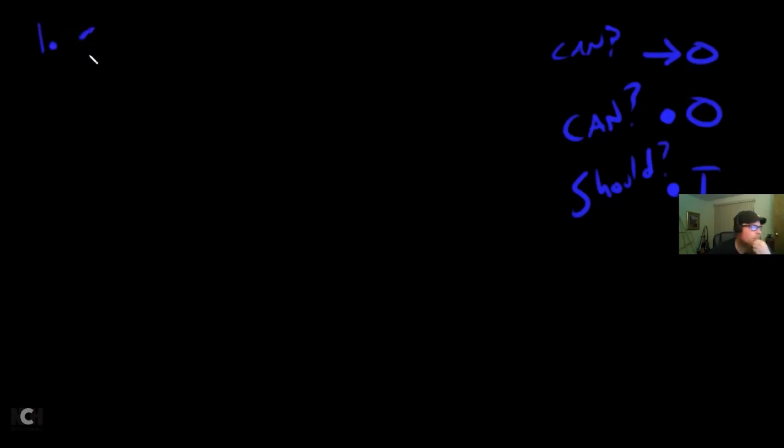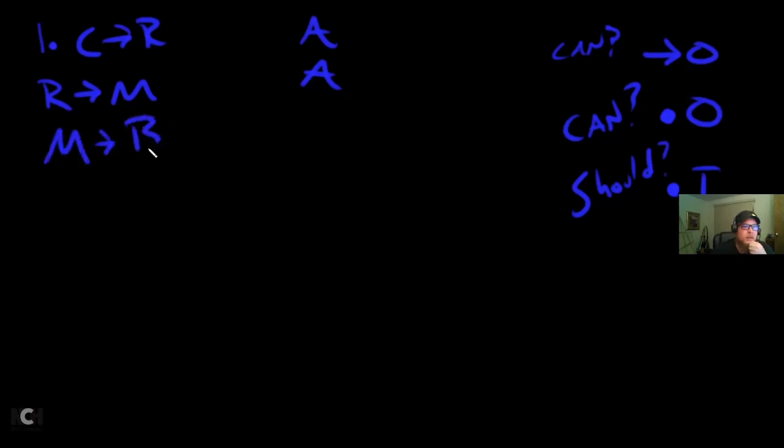Let's say we had this. I got C arrow R. That's an assumption. I've got R arrow M. That's an assumption. I've got M arrow B. That's an assumption. And let's just say here I want to solve for C arrow B. Okay, that's the situation. So given that, what do I do from here?